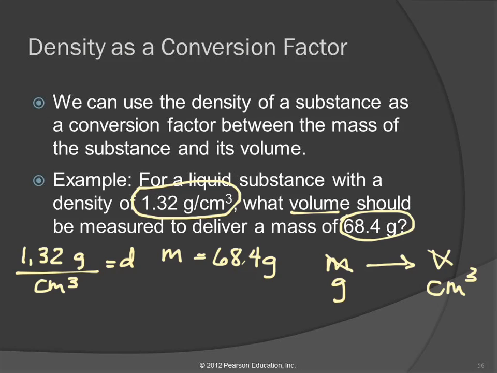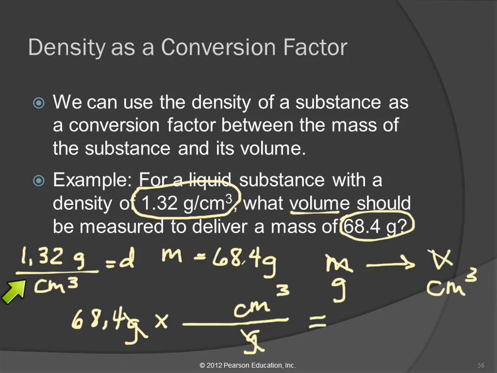It's a conversion factor. So what I can do is I can just start with my mass, 68.4. I have one arrow in my little map there. I have one fraction. Grams to cubic centimeters. I want to divide by this. I'm going to put it in the bottom so that it will cancel out.